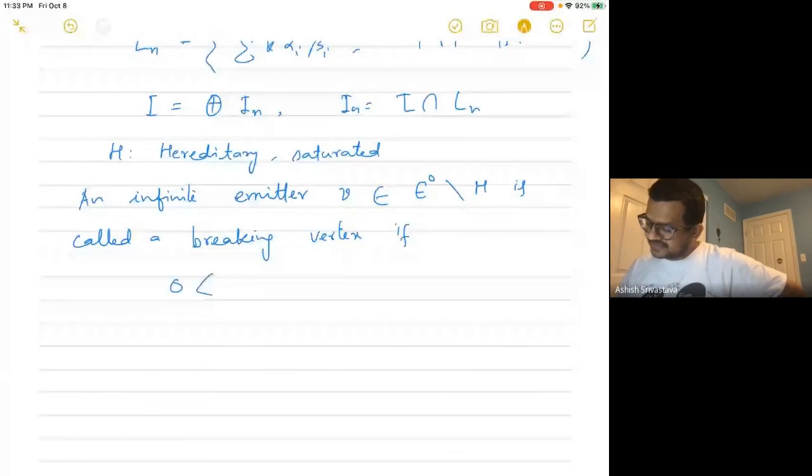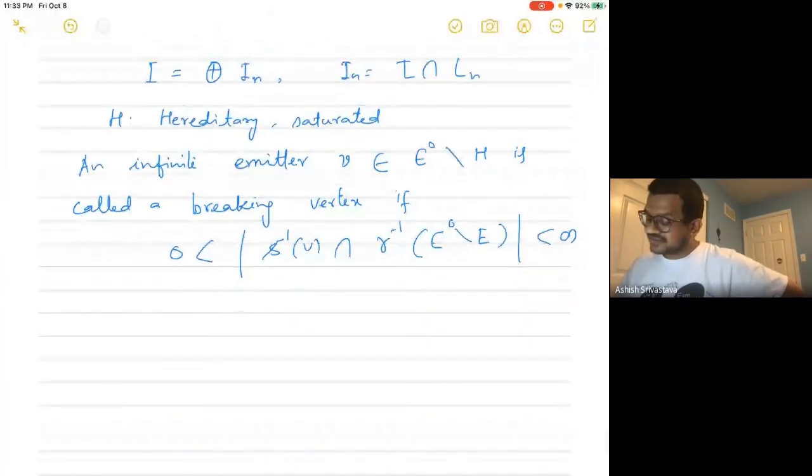Suppose I have a hereditary saturated subset H. Then an infinite emitter V in E naught without H is called a breaking vertex if the cardinality of this S inverse V intersect R inverse E naught without H is finite, at least one, and it is finite.